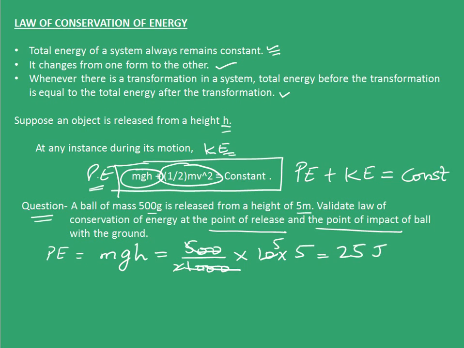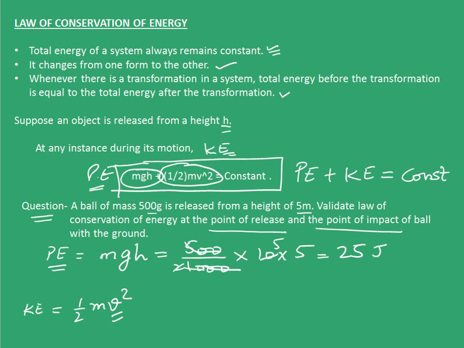Now at the point of impact, the total energy will be the kinetic energy, because the height at that point will be 0 and hence the potential energy will be 0. So the kinetic energy at the point of impact will be half mv square. Now the point is to find the velocity.